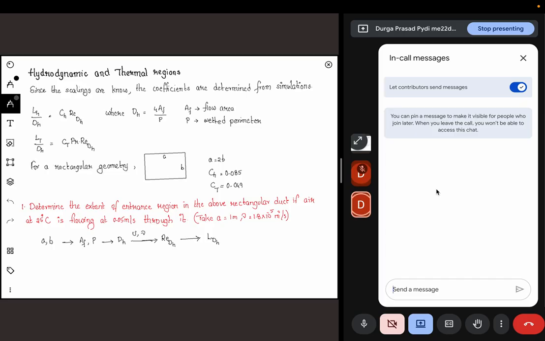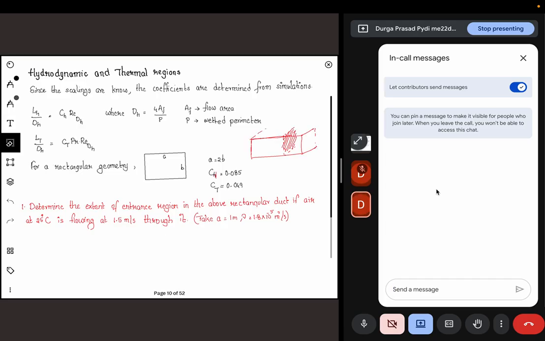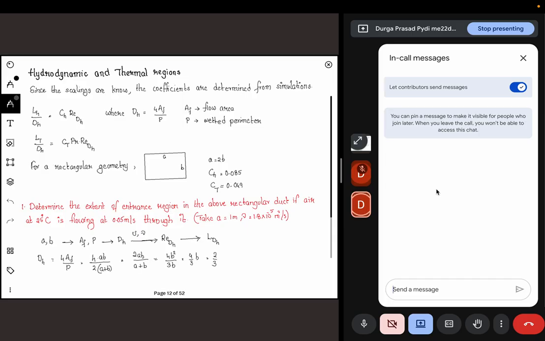These are straightforward. DH is 4 times AF by P, where AF is A times B, and the perimeter is 2 times A plus B. If you substitute that, I'm getting 2 by 3. Once I have the DH value, I can calculate the Reynolds number. Oh, sorry, I think the velocity value is given differently here. The Reynolds number you will be calculating.